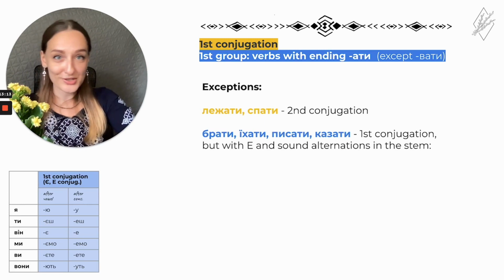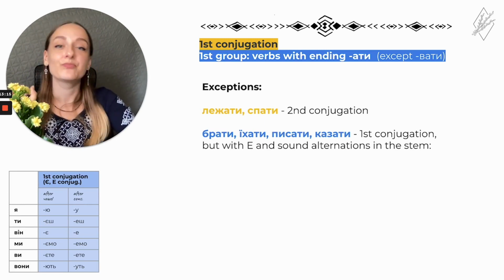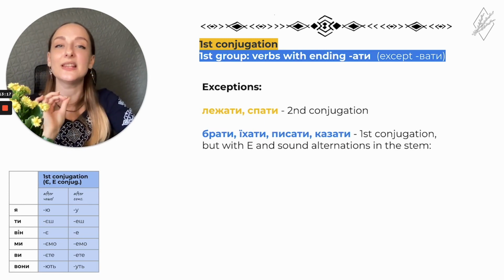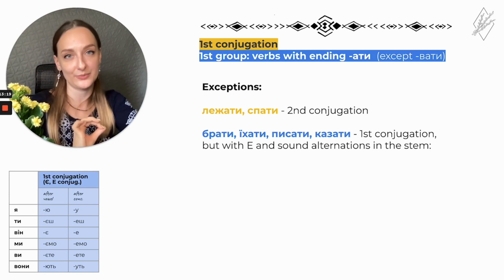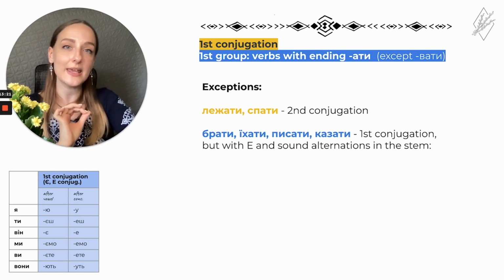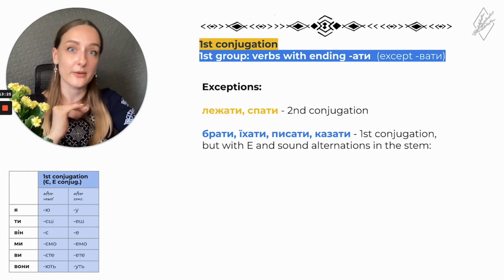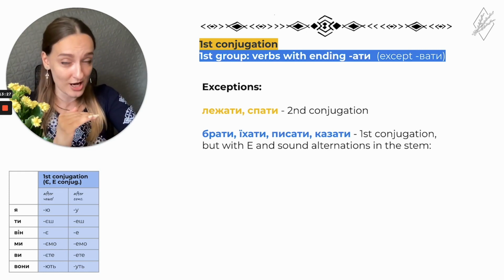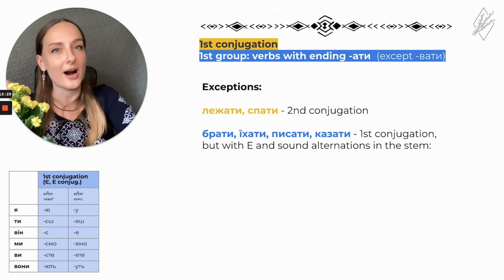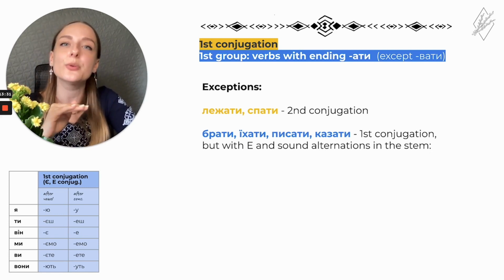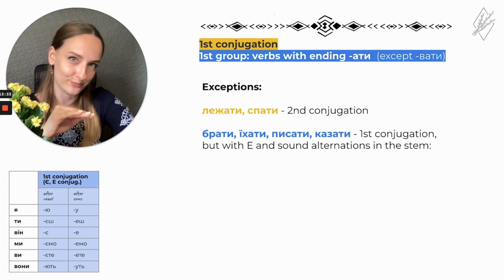But, of course, there are exceptions. You can see the verbs лежати і спати. Лежати, to lie, спати, to sleep. These will be verbs of the second conjugation despite their ending ати. We just have to remember it, it's an exception.